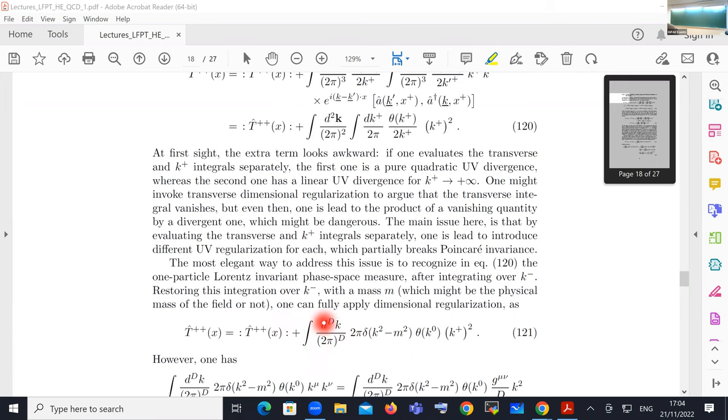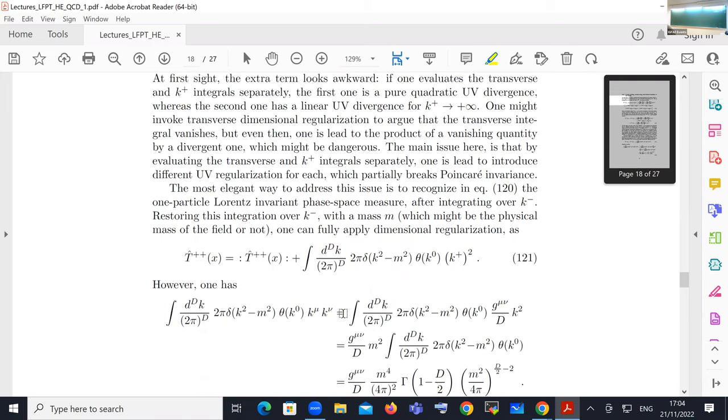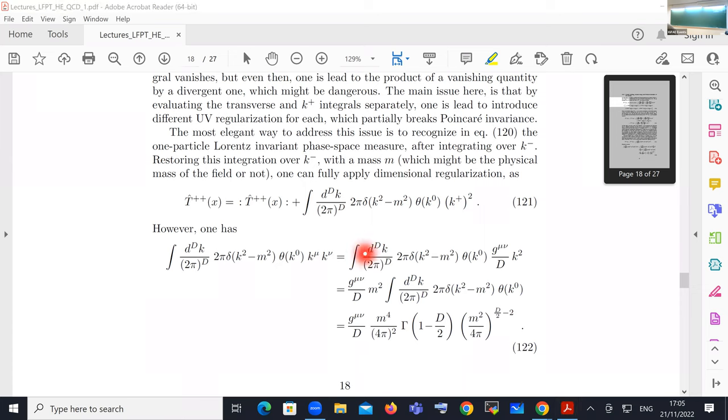So we now have rewritten this extra constant piece in such a way. Now, how to calculate the k plus square? Actually, the nicest way to do it is, instead of k plus square, look at k mu k nu. Just by Lorentz covariance, you have something with two indices and no preferred direction. Basically, the only thing you can get would be proportional to g mu nu, the metric.